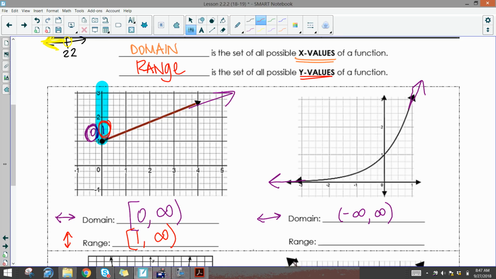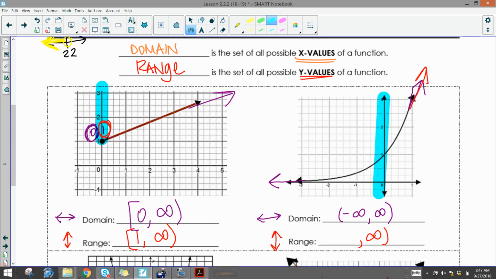With your range, again, now you're ignoring that, left and right, and you're looking up and down. So here, this graph is going up forever, so we know we're going towards positive infinity. However, let's look at this. Remember, we're looking at vertical values. Okay, well, this is an exponential graph. Hopefully you kind of picked up on that.